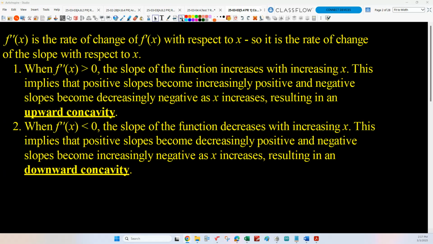Okay, so let's look at this in a little more detail. So the second derivative is the rate of change of the first derivative with respect to x. So it's the rate of change of the slope with respect to x. When the second derivative is positive, case 1, the slope of the function increases with increasing x. This implies that positive slopes become increasingly positive, so they get steeper, and negative slopes become less negative, right? That results in an upward concavity. It's dish-shaped up.